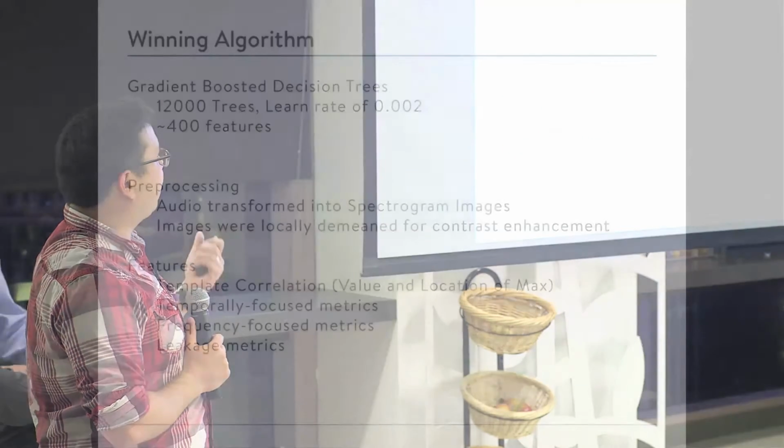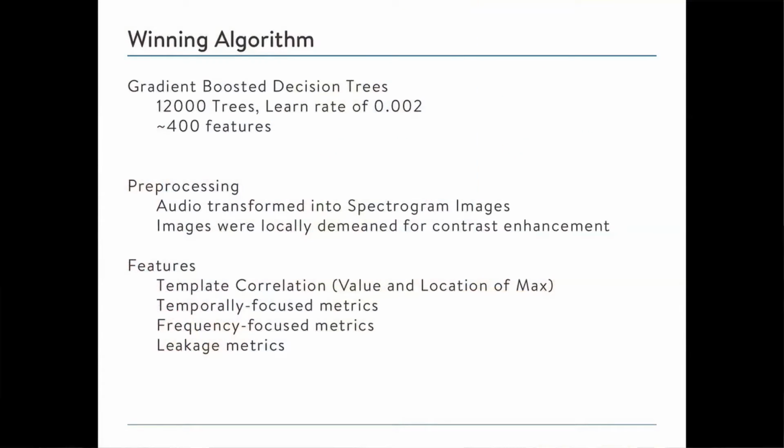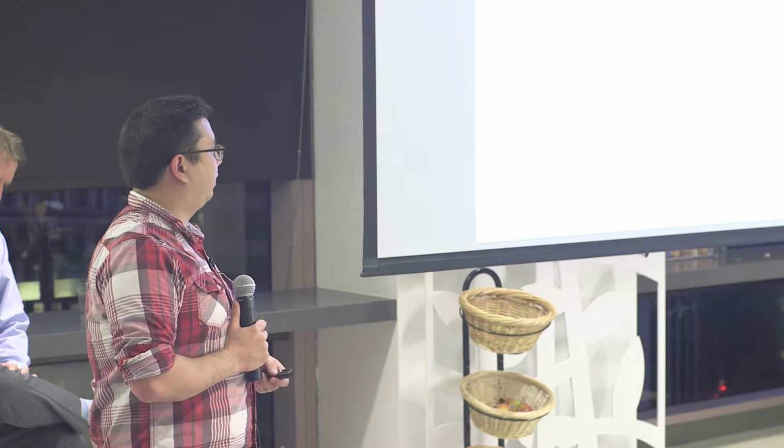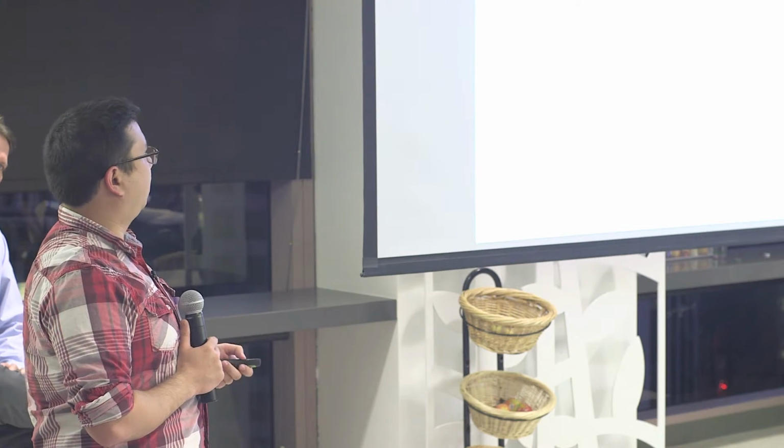And the winning algorithm was I used gradient boosted decision trees. XGBoost did not exist at the time, but I probably would use it now. I had something like 400 features and 12,000 trees. I did a lot of pre-processing to really bring out that signal, and then I had the features that I described before. The only additional metrics were these leakage metrics. It turns out they didn't randomly shuffle their data samples, and so you could actually find periods where you were more likely to see a whale, and so you could bake that into the algorithm.